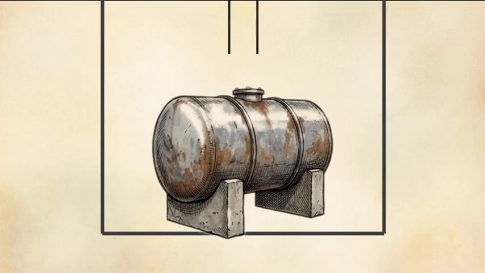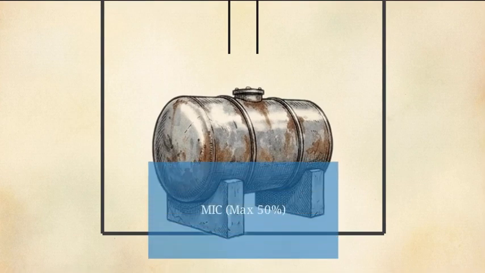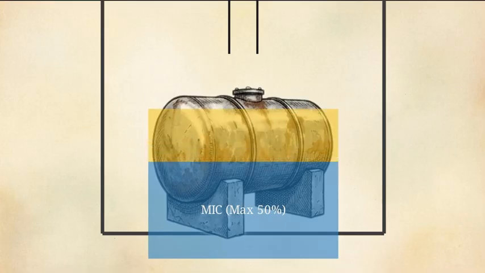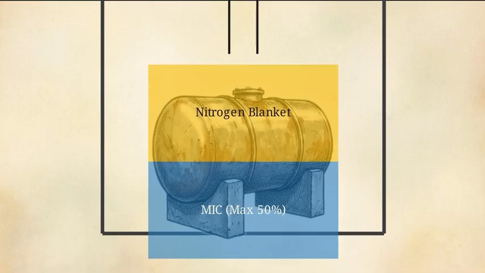This is the primary storage vessel for MIC at the Bhopal facility, underground tank E610. To prevent pressure accumulation, the tank was never to be more than half full. The remaining volume was reserved for highly pressurized nitrogen gas. This nitrogen blanket acted as a physical barrier.